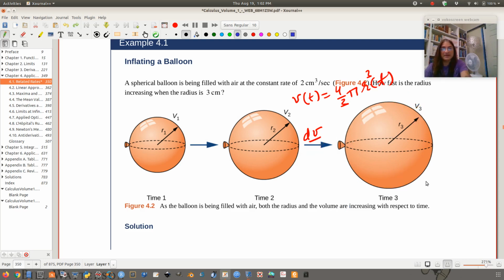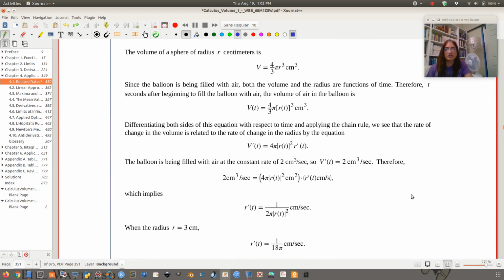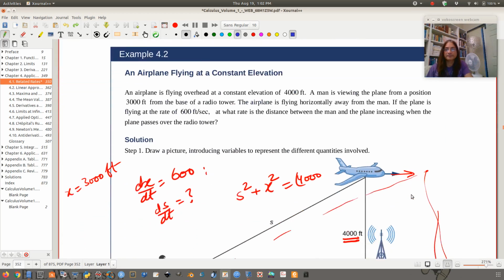Okay, so basically you have a relationship between two variables, V and r. Both are changing as functions of time. So we just took the derivative, applied the chain rule, and found the relationship.